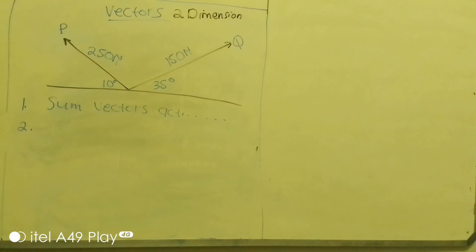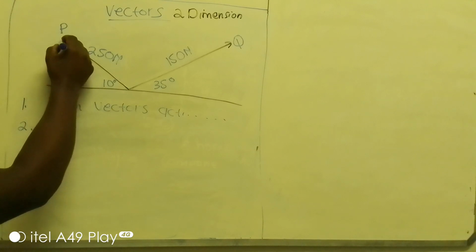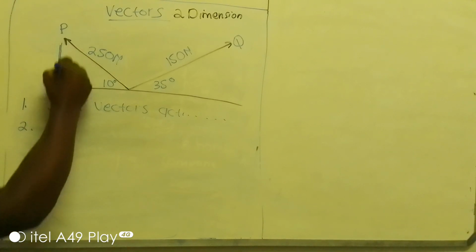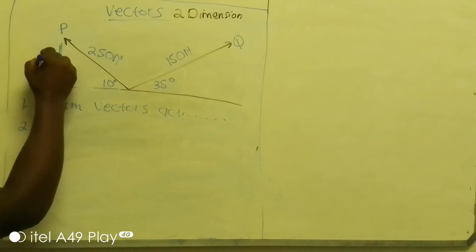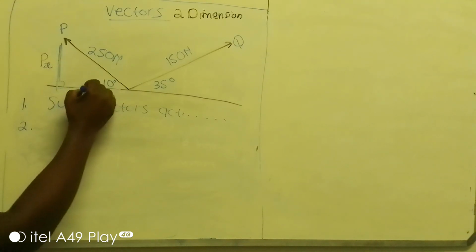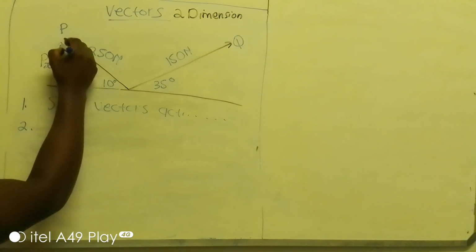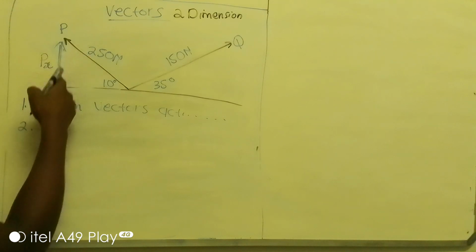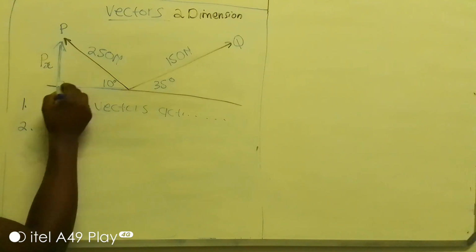Number 2: calculate the horizontal and vertical components of P. We want the vertical and horizontal components of P. In other words, we want the sides of P, the horizontal side and the vertical side. This one is vertical and moves upwards. Then this one is horizontal.